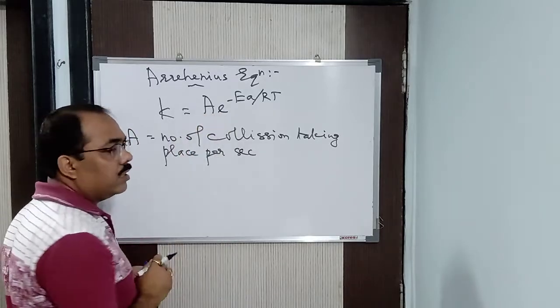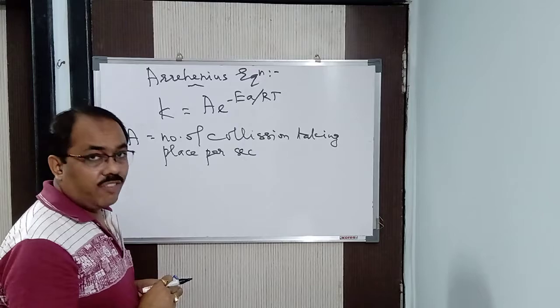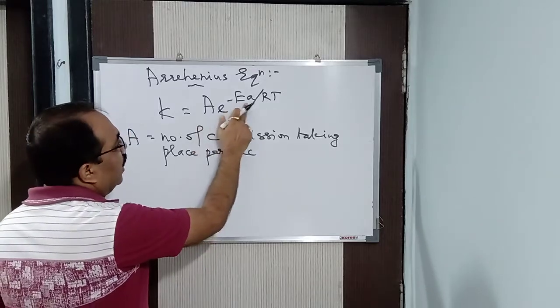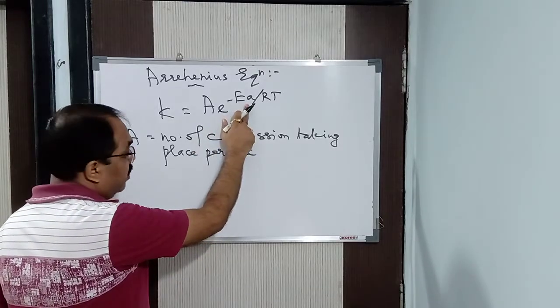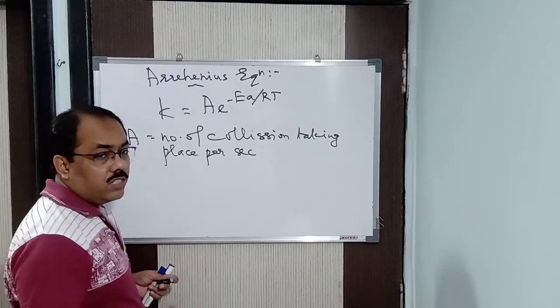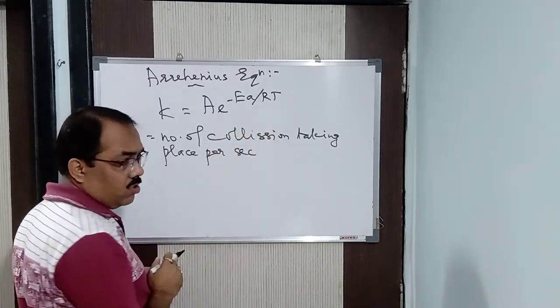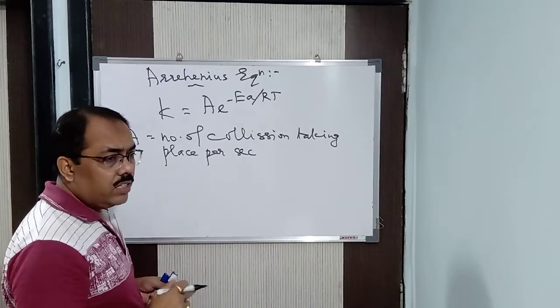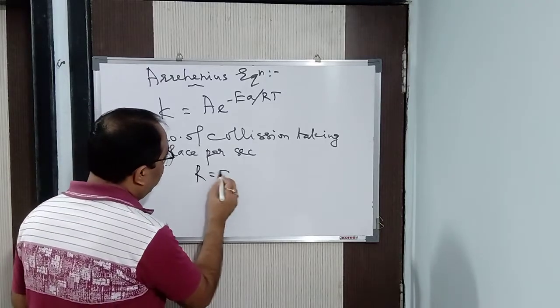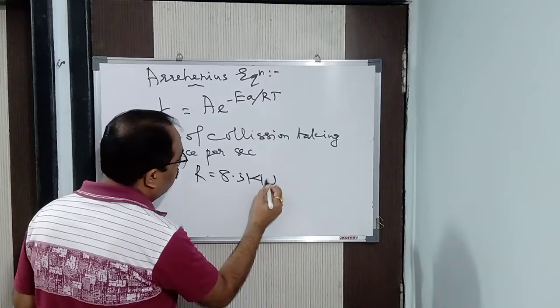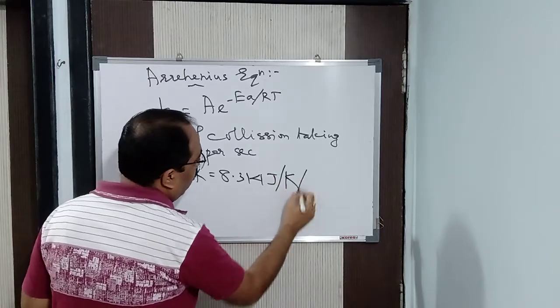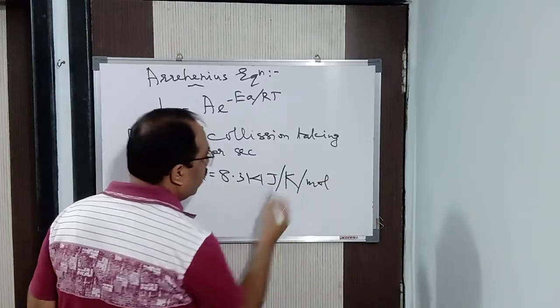e is nothing but what is known as the exponential factor, small e. Ea is the activation energy. You know that it is the excess amount of energy which is required to reach the threshold level. R is the universal gas constant. In SI unit, the value is 8.314 joules per Kelvin per mole.